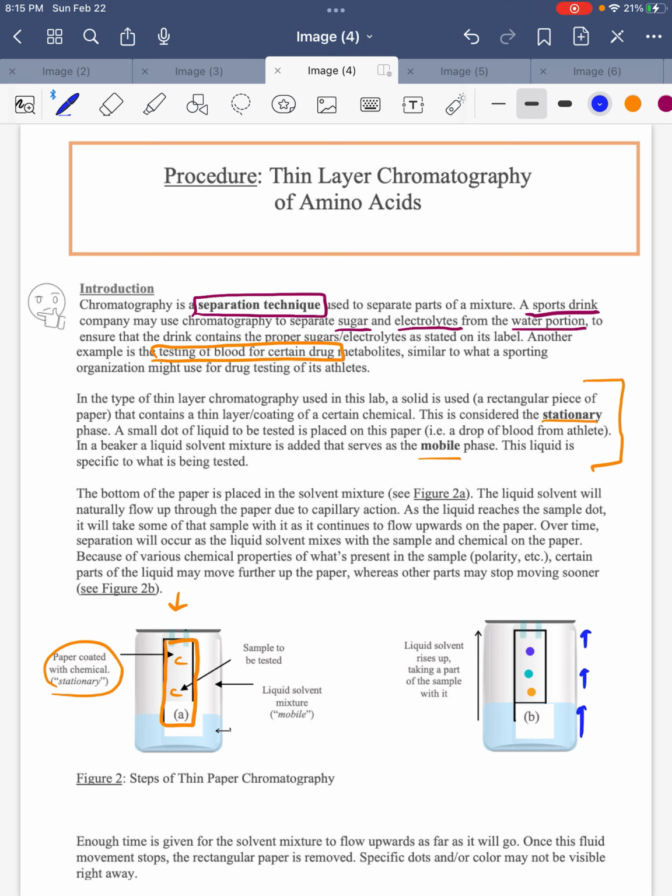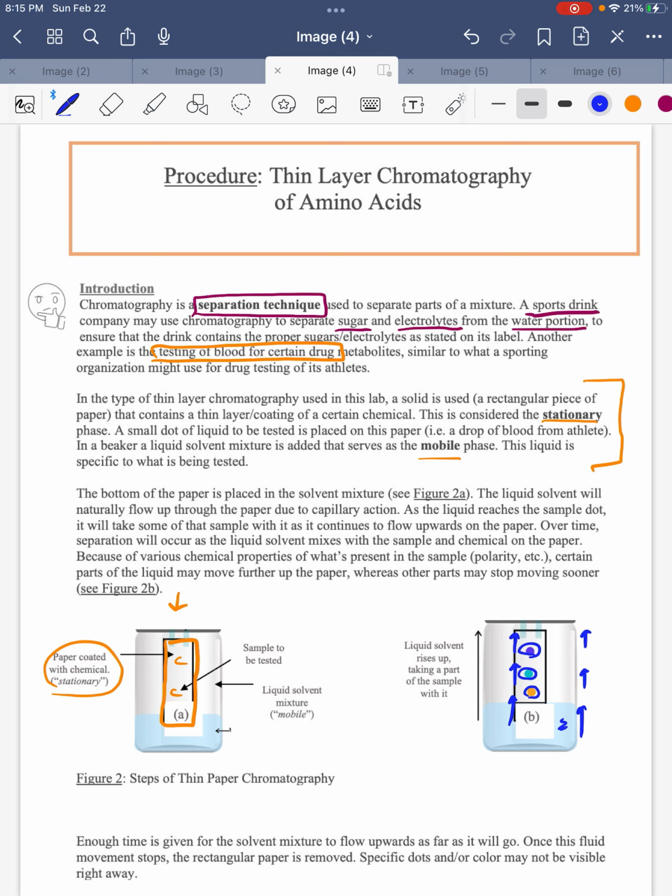So what happens is, as that water starts to move up the paper, it takes a special solvent with it. And as that water moves up the piece of paper, it can take a piece of the sample with it. So this would show positive for this chemical, and this chemical. Even if you don't understand the chemistry part, please know chromatography is a separation technique.